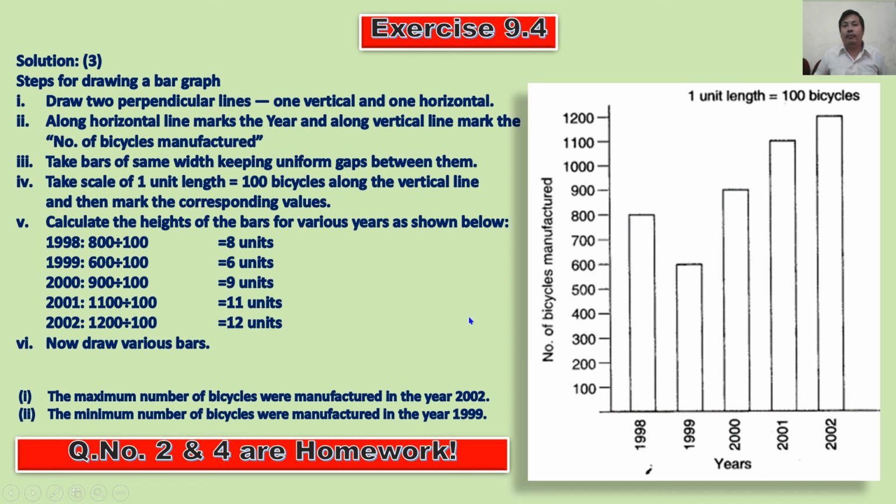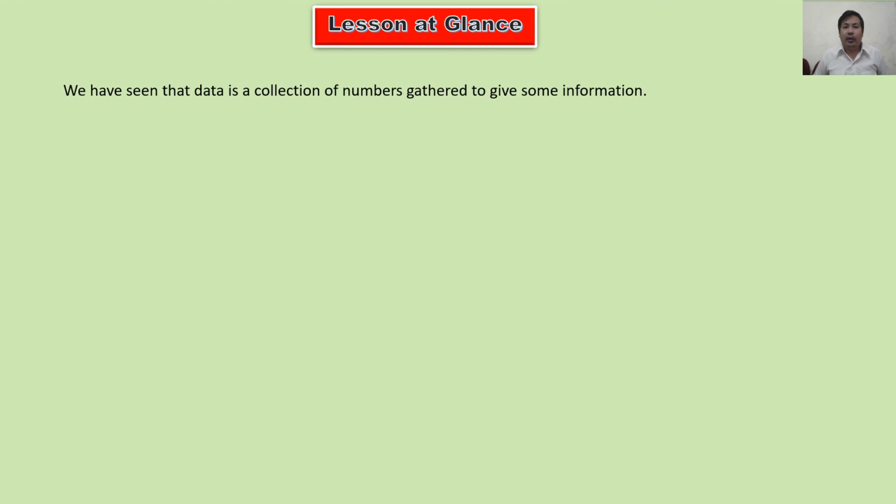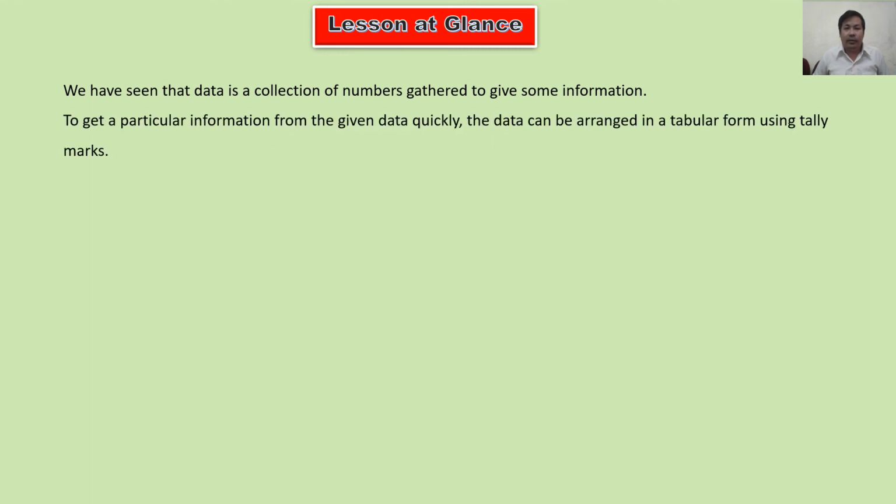So here comes the end of this exercise as well as the end of the chapter, and let us have a glance at the lesson. Lesson at a glance. Yes, students, we have seen that data is a collection of numbers gathered to give some information. To get particular information from the given data quickly, the data can be arranged in tabular form using tally marks, which is another way of organizing the data.